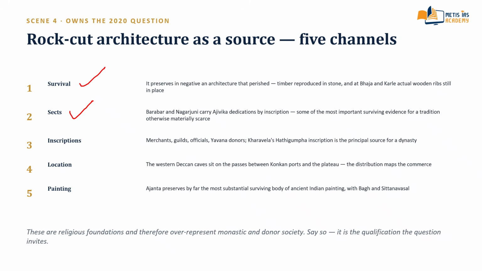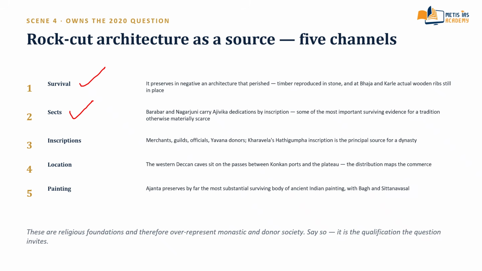So say what follows and say it in this form. The Barabar and Nagarjuni caves provide some of the most important surviving material and inscriptional evidence for the Ajivikas, a major religious tradition whose physical remains are otherwise exceptionally scarce. And at Ellora, Buddhist, Hindu, and Jain excavations sit at one site across some 4 centuries, 34 on the conventional count, which is direct evidence of religious coexistence rather than an inference about it.